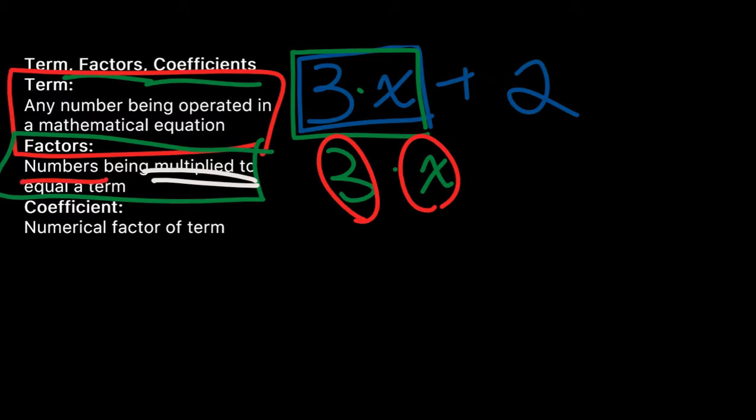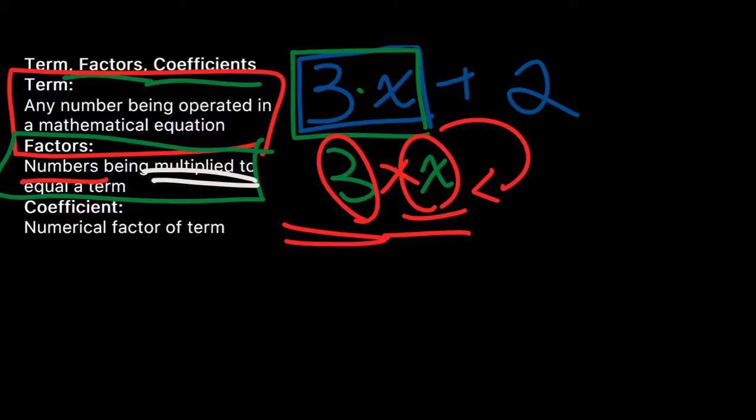Why? Because they're two numbers. 3 and x are two numbers that are being multiplied to equal the term. 3 times x are being multiplied to equal 3x. So 3 and x are the factors of this term.